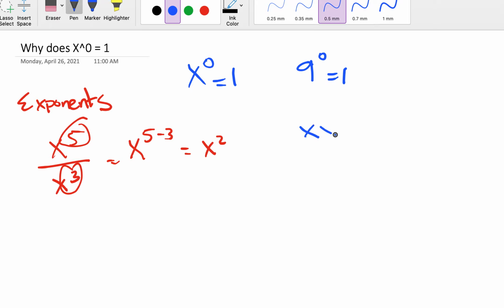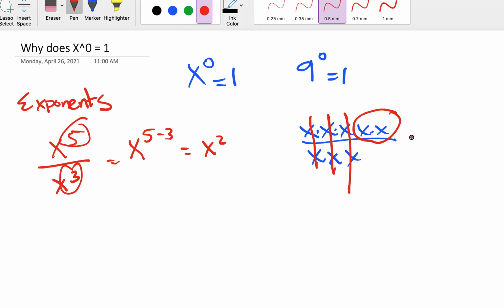What's happening? x to the 5th means x times x times x, 5 times. x to the 3rd means x times x times x. So what's really happening here is you start with 5 on top and 3 on the bottom. But as we cancel them, 1, 2, 3 get canceled. 3 get subtracted or canceled from the total, and you end up with x times x, or x squared.